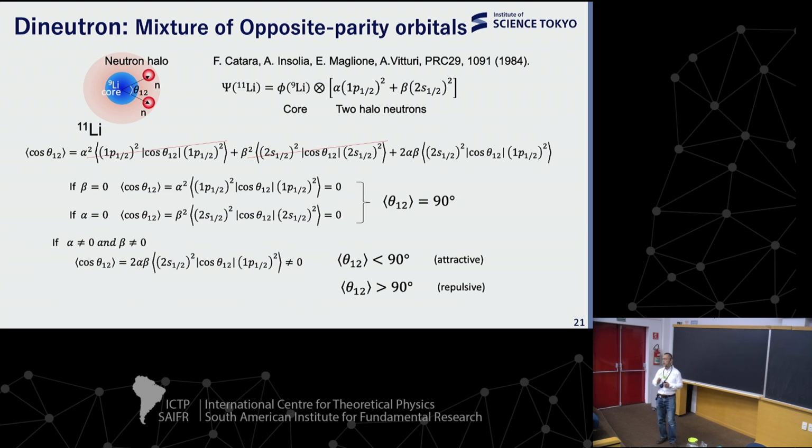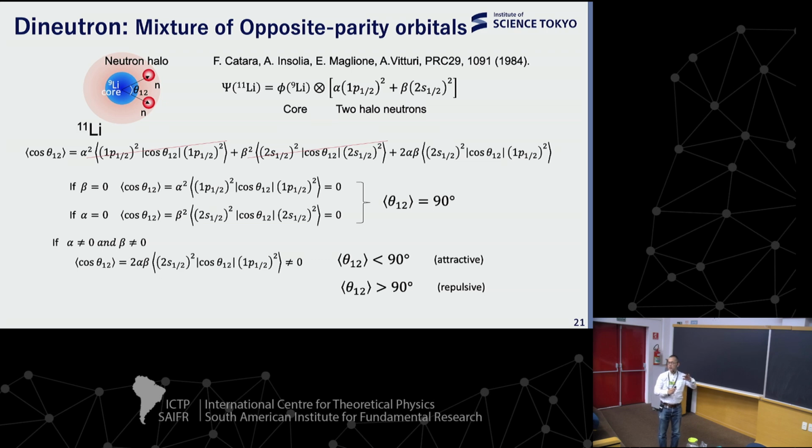So now we find that indeed in the lithium-11 case, we need these two components. And this is also very important because we know that lithium-11 has 8 neutrons, right? 8 usually means a magic number. So if it is magic, lithium-11 should have only p1/2 neutrons. But for some mechanism, the S-wave level is going down so that these two states are mixed.